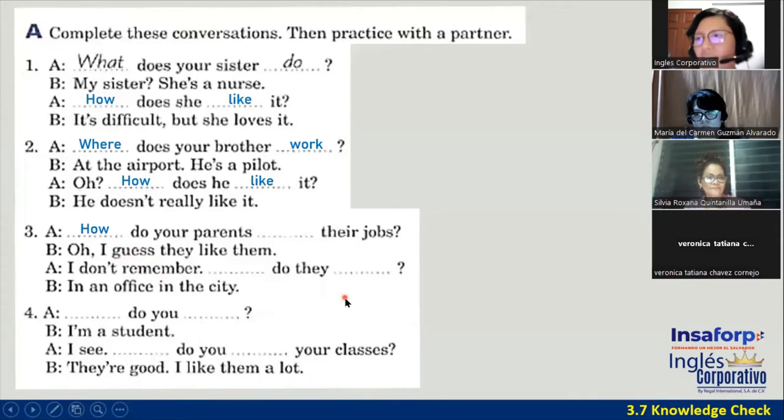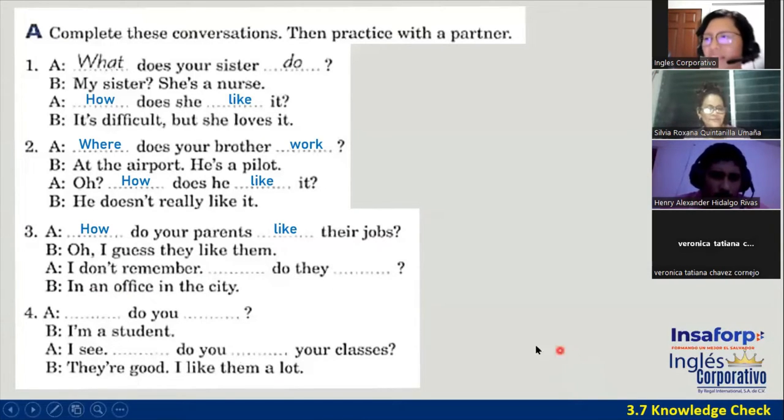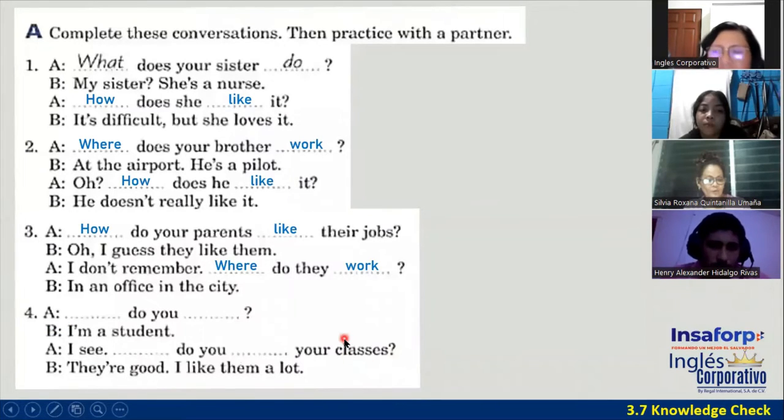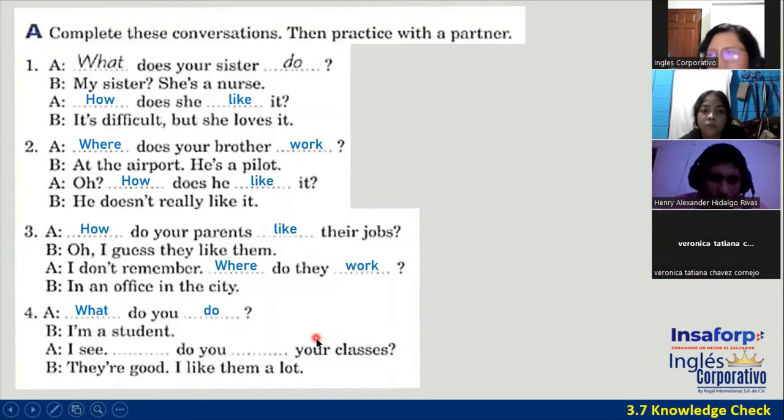How do your parents like their jobs? Exactly. I don't remember. Where do they work? Mm-hmm, exactly. Where do they work? Very good. In an office in the city. Okay. Four. What do you do? I'm a student. I see. How do you like your classes? Muy bien. They're good. I like them a lot. Very good. Excellent, guys. Let's go ahead and continue here.